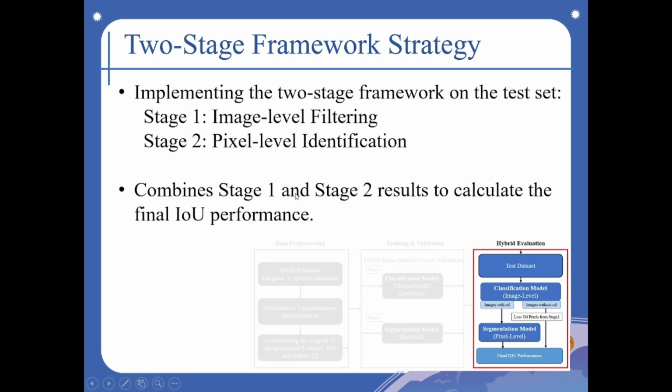In hybrid evaluation, the Stage 1 model acts as a filter to remove images without oil. The remaining images go to Stage 2 for pixel level identification. We then combine the results to get a final IOU performance.